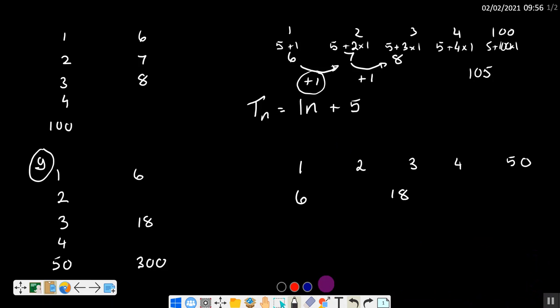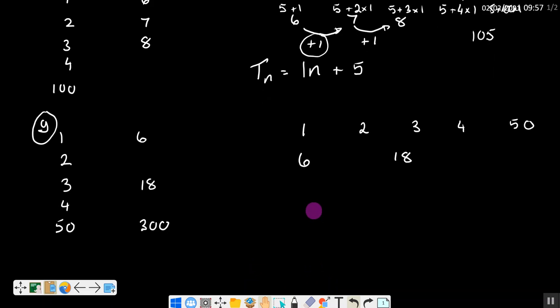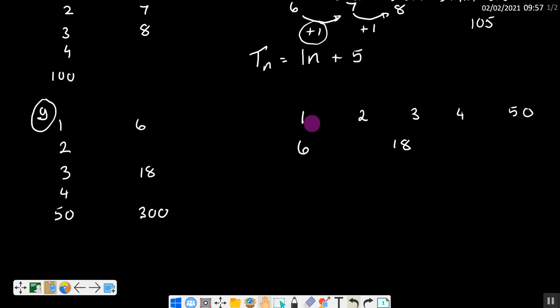Right, now, what you'll notice with this one is there are some gaps. You might notice already that to go straight from this number to this number, it's as easy as doing Tn equals 6n. Just multiply it by 6.